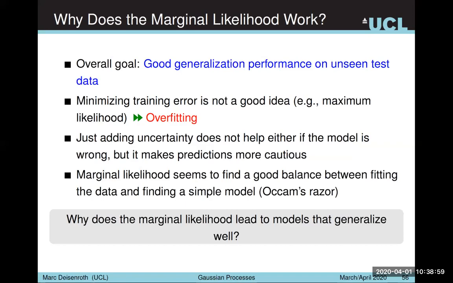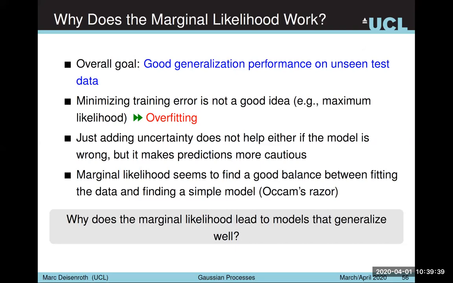Have you heard of Occam's razor in previous courses? Yes. Okay, so what does Occam's razor say? Occam's razor is an assumption that the simplest model works best. Yeah, I think that's a good way of describing it.